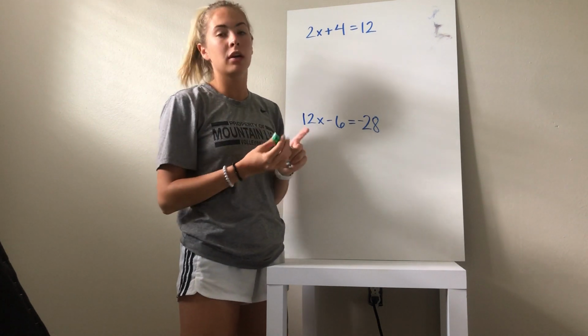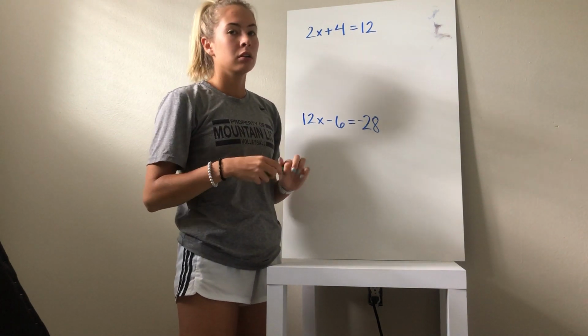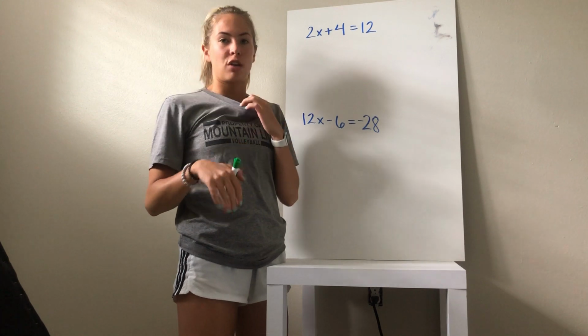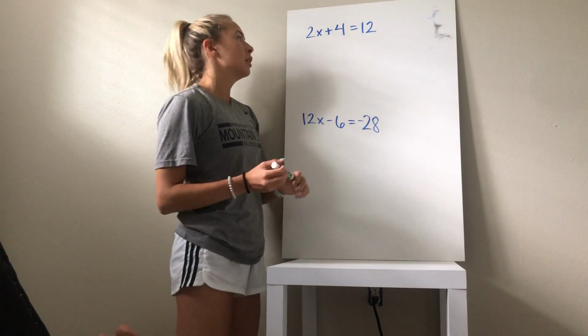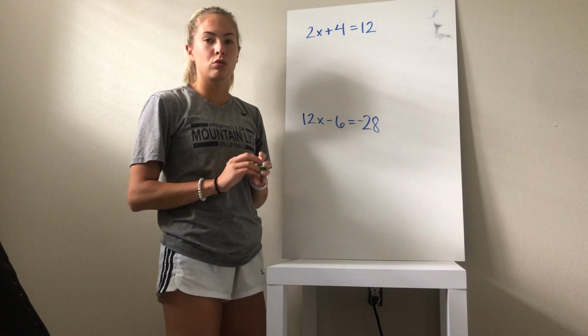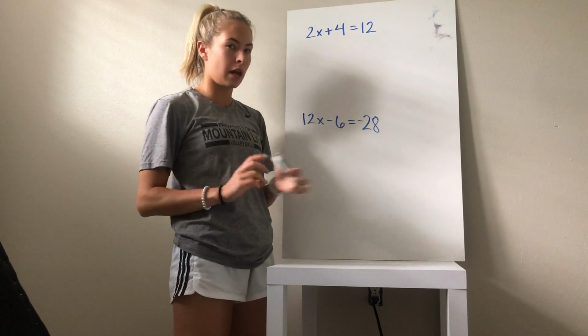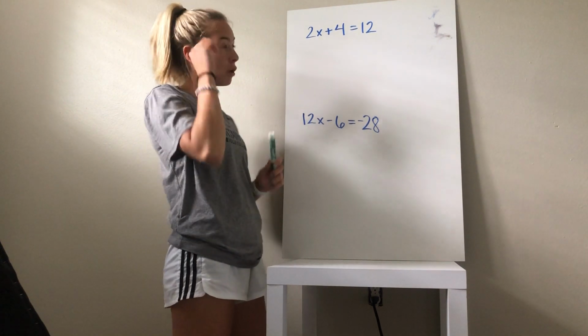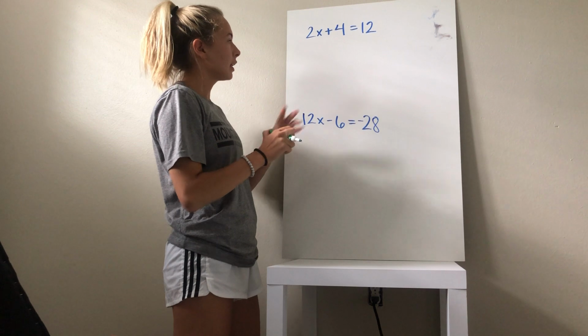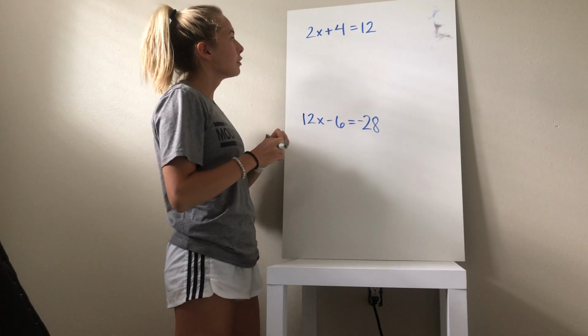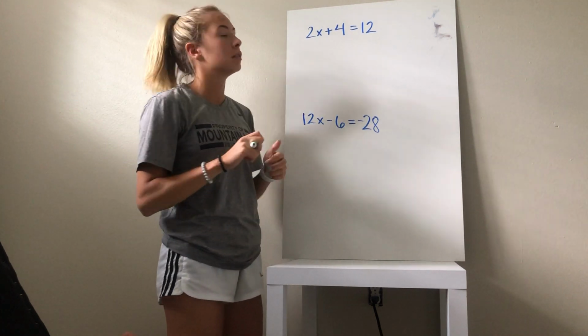So what we've been doing are just simple one-step equations to solve for x, right? Now we're going to introduce you to some two-step, multi-step equations in order to solve for x. So looking at this first equation here, we have 2x plus 4 equals 12.